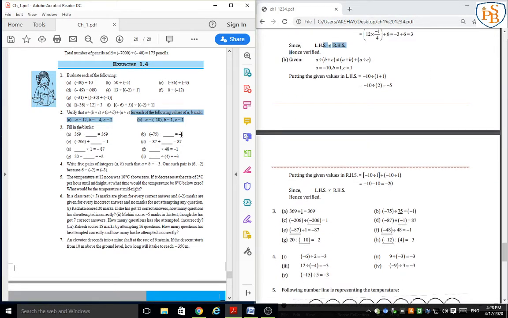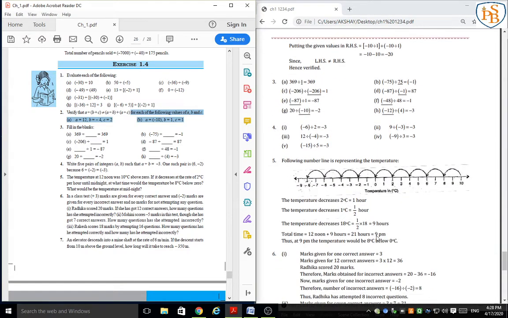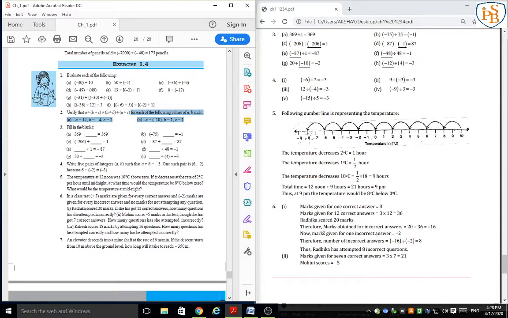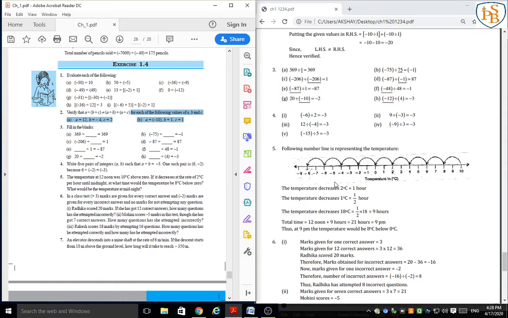Fill in the blanks. These are very easy. Just try to solve it yourself. Here are the answers. You can check your answers with this answer sheet, and while solving this problem, if you have any difficulties, you can ask me anytime.